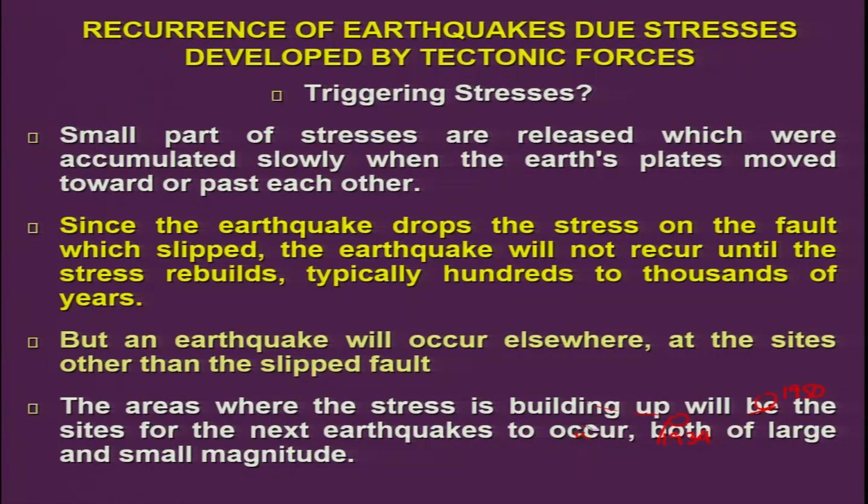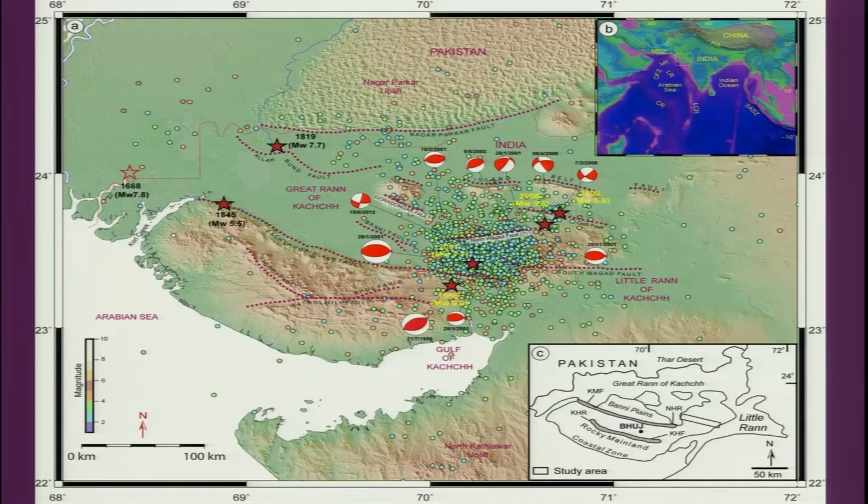So the area where the stress is building up will be the site for the next earthquakes to occur, both small as well as large ones. Now, in the case of the recent 2001 Bhuj earthquake, what we observed was the concentration of the earthquakes, that is the aftershocks, confined to this region, and that indicates the rupture area, but there was a sudden increase in the seismicity in this particular region.